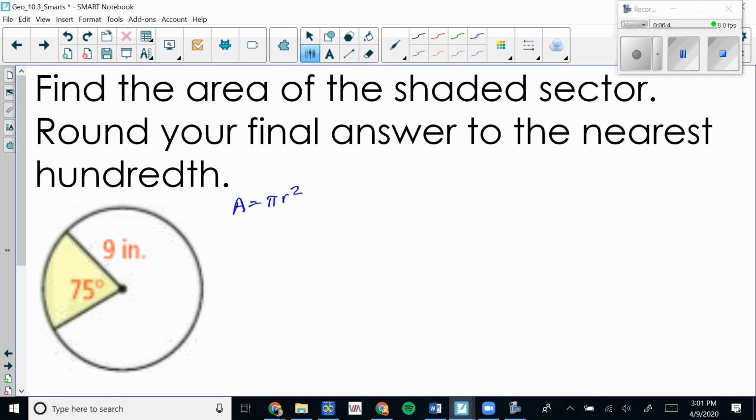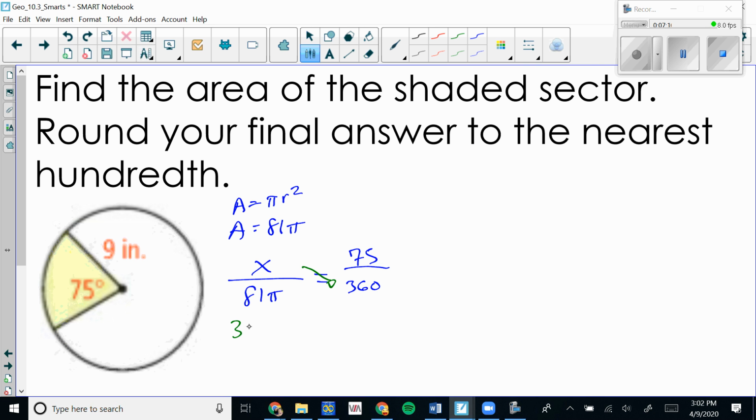My radius is 9, so area is going to equal 81 pi. And then the part I don't know is going to be x over 81 pi equals, and then this is going to be the arc measure, which is 75, over the total in a circle, which is 360. And then I'm just going to cross multiply. I'm not going to worry about simplifying that one.